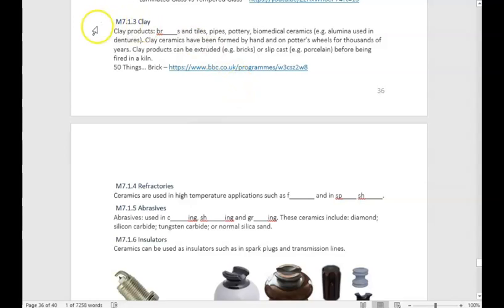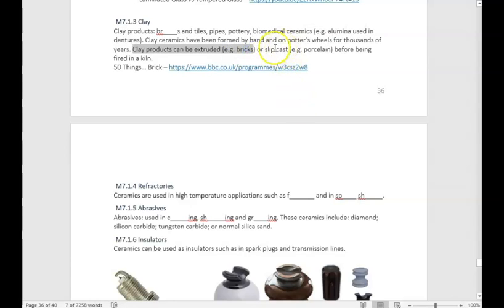Here we have, the next one is clay products. The most commonly used engineering clay products, well, look around you, you might be able to see it. Bricks, also tiles, pipes, pottery, and also biomedical ceramics. For example, the book talks a lot about alumina, which is used in dentures. Clay ceramics have been formed by hand on potter's wheels for thousands of years. These days, we produce clay bricks. They're usually extruded, or they can be pressed.